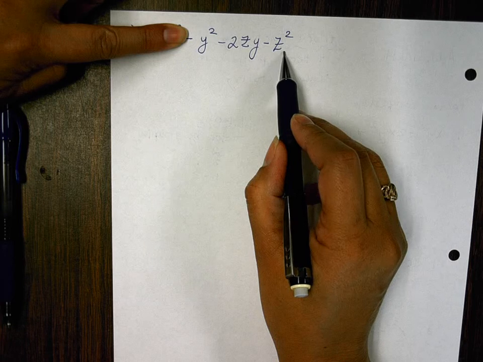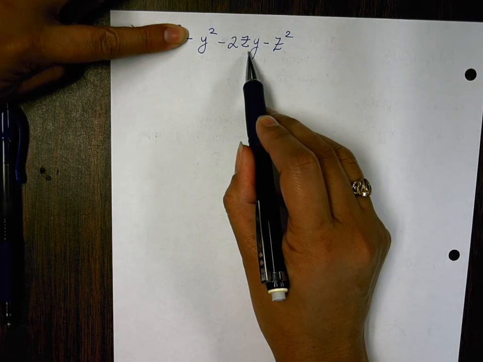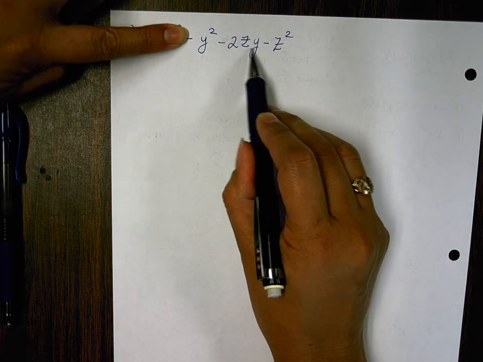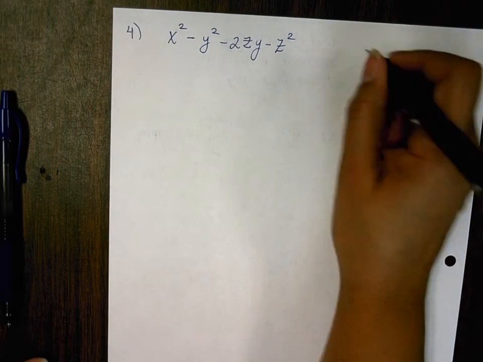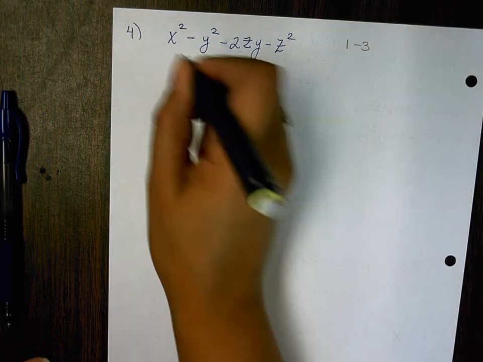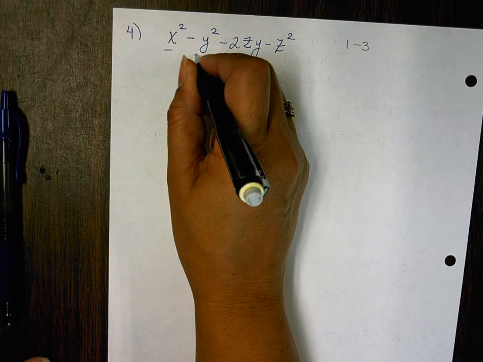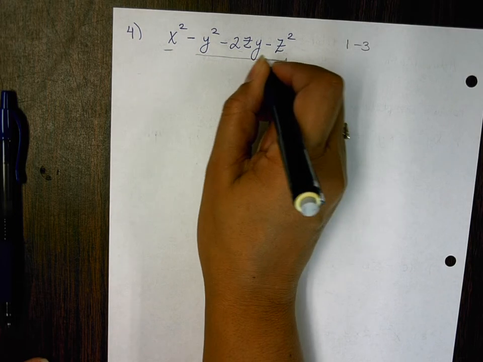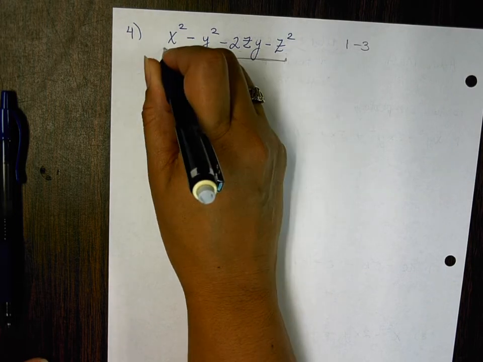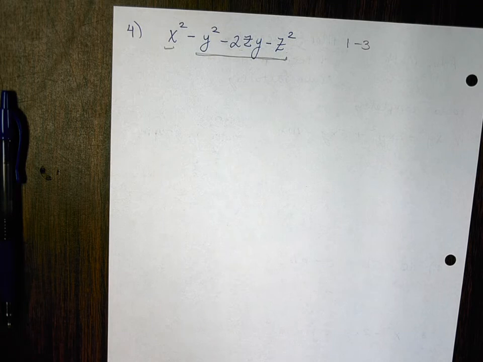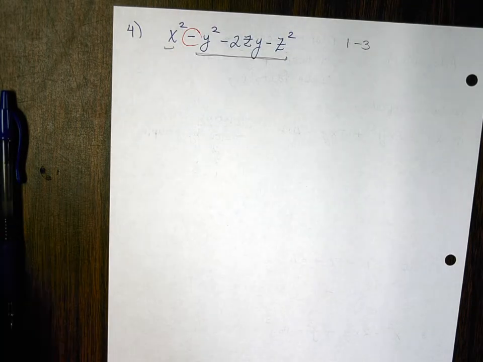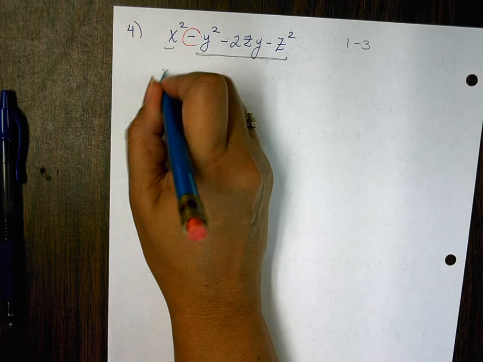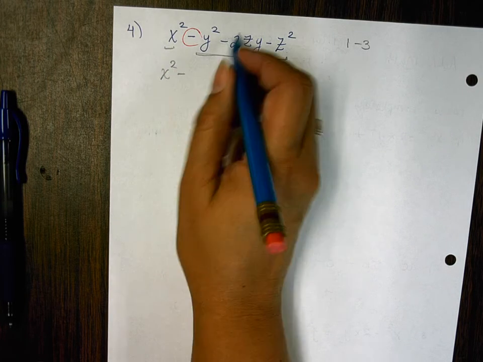y squared, zy, zy is in the middle, so it looks like yes, indeed it is a guess and check. Now this is going to be a 1, 3, not guess and check, factor by grouping. It's going to be a 1, 3 factor by grouping, but it's tricky because of this negative sign right here. You have to first factor that out, and I did mention that earlier.